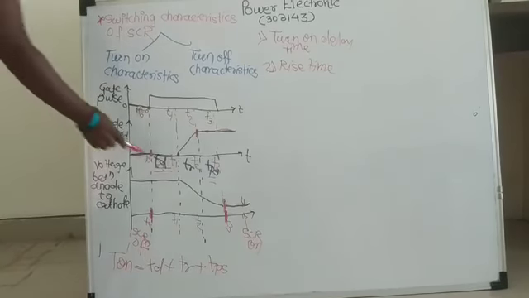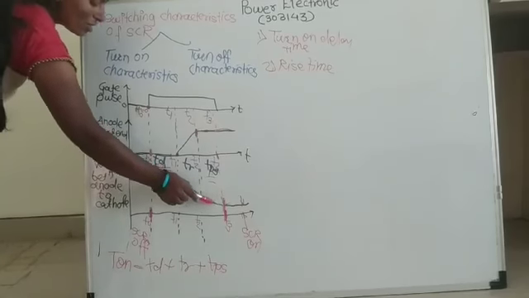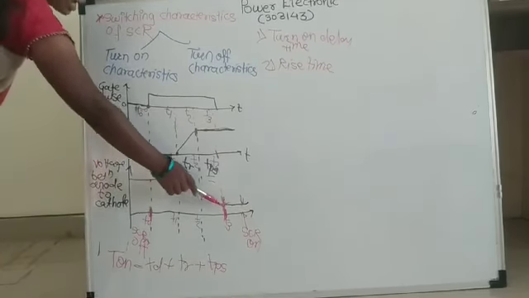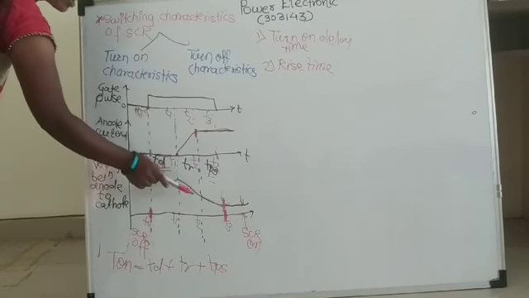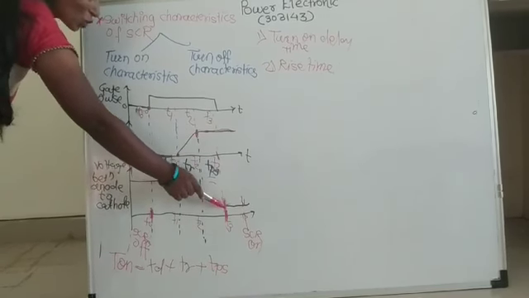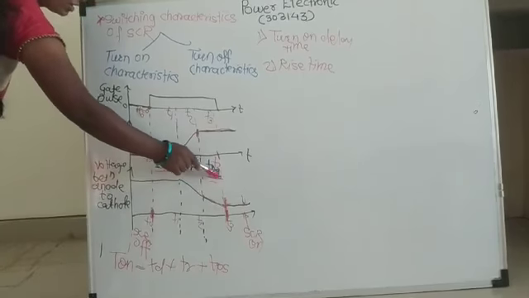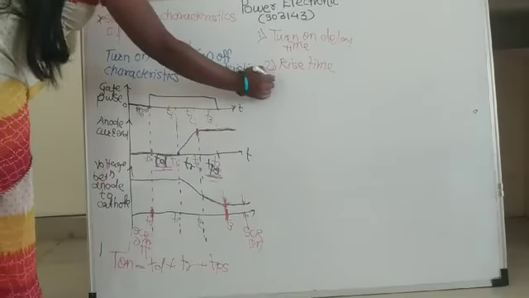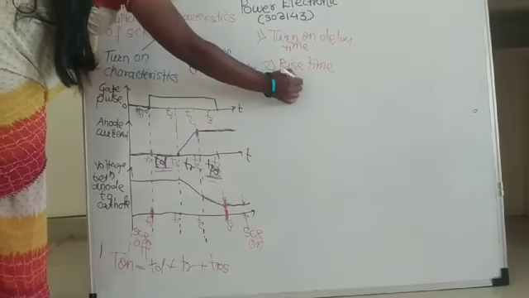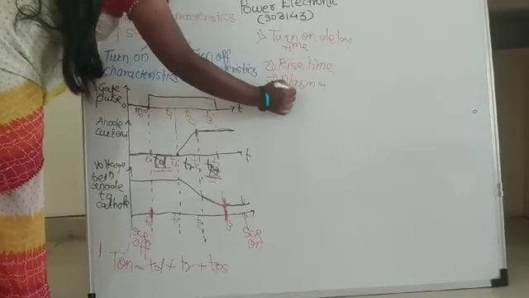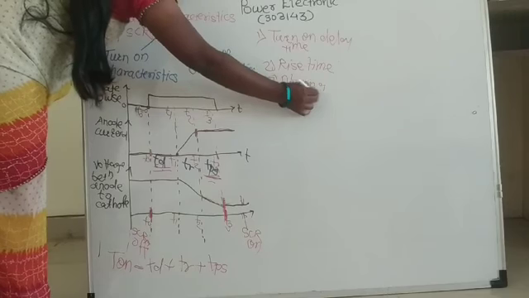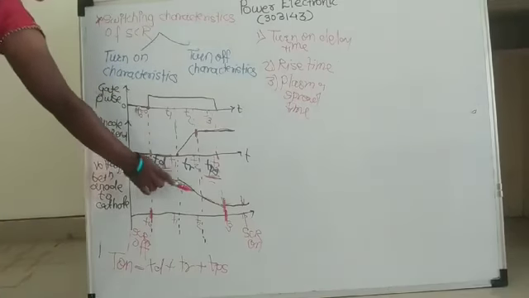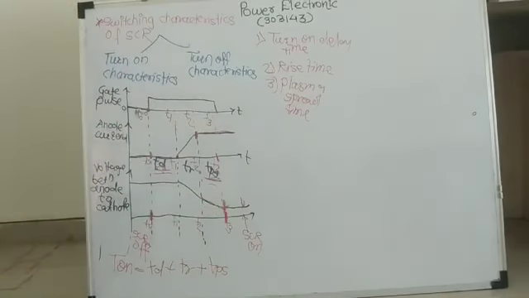Observe here, after this point also your voltage goes on decreasing. The current is constant but your voltage goes on decreasing. This is called the plasma spread time, that is the third time, plasma spread time. In this time, your current is constant but voltage is still decreasing.